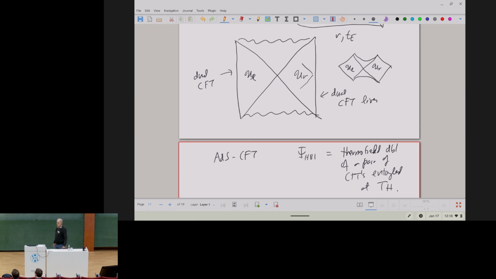Is there a difference between the pair of CFTs entangled for small AdS black holes and large AdS black holes? Well, there is a difference, but to explain it properly really takes a different lecture from what I've given. I'll say a couple words, but you might not fully understand it.